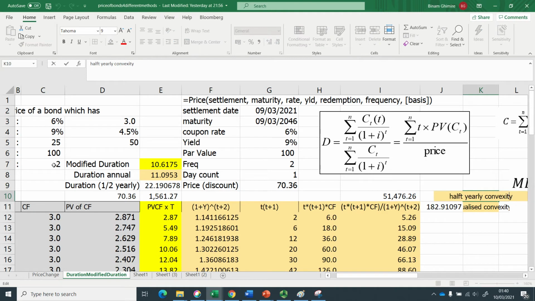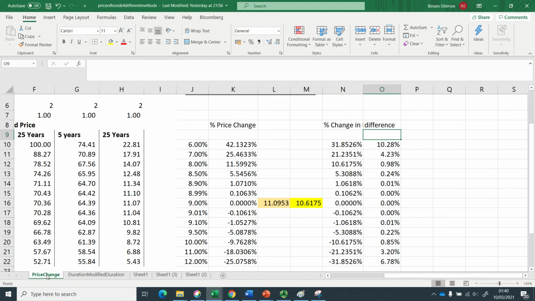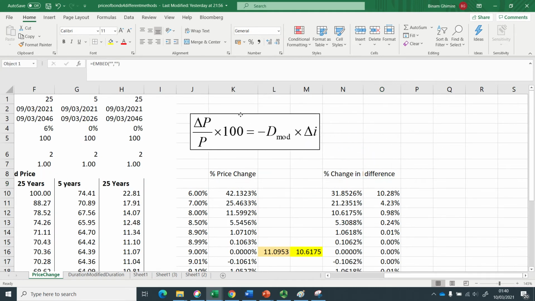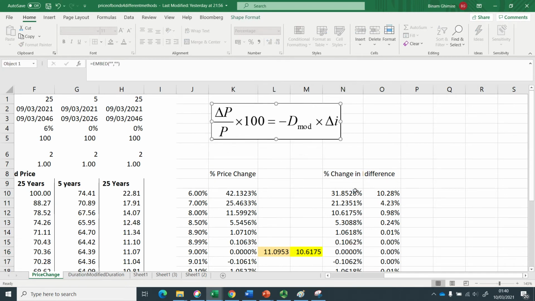Oh, I think I mentioned half, so sorry about that, but it's corrected now, and that's annualized convexity. Both have been computed, so you can see them there. What we now need to do is find out the percentage price change. For modified duration, this was the formula, and that's what we applied here: minus modified duration times the yield change. That's the formula we used to find the percentage change in the bond.